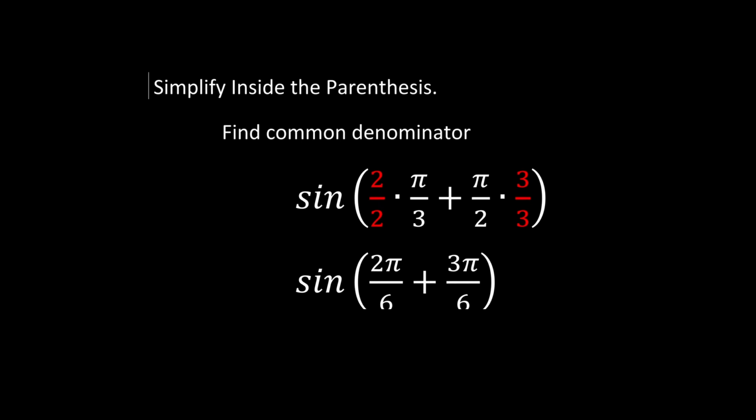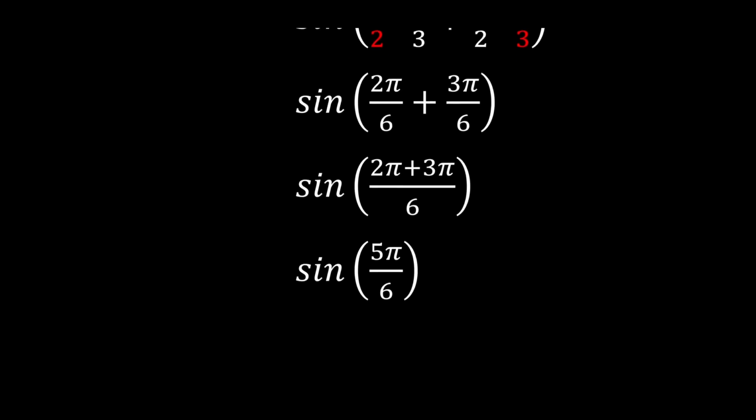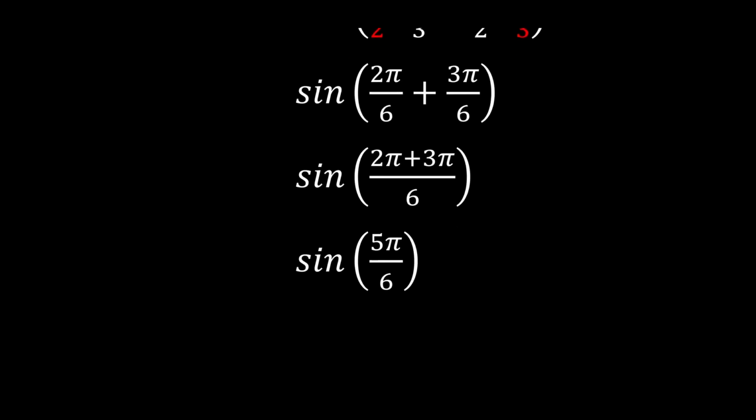So let's see what else we can do here. Then we can add the numerators together. So I get 2 pi plus 3 pi over 6. And what does that simplify to? 5 pi over 6. So 5 pi over 6, that's the actual angle that's in question here. What is sine of 5 pi over 6? So how do we go about evaluating that?